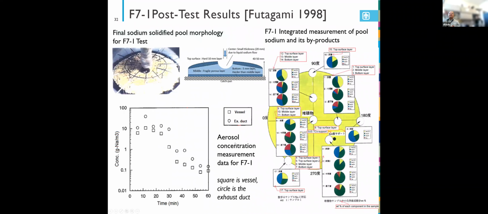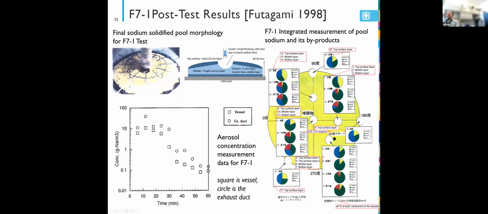Here is the post-test solidified pool methodology, showing the final states of the pool sample, and then here's a description of what the layers look like.